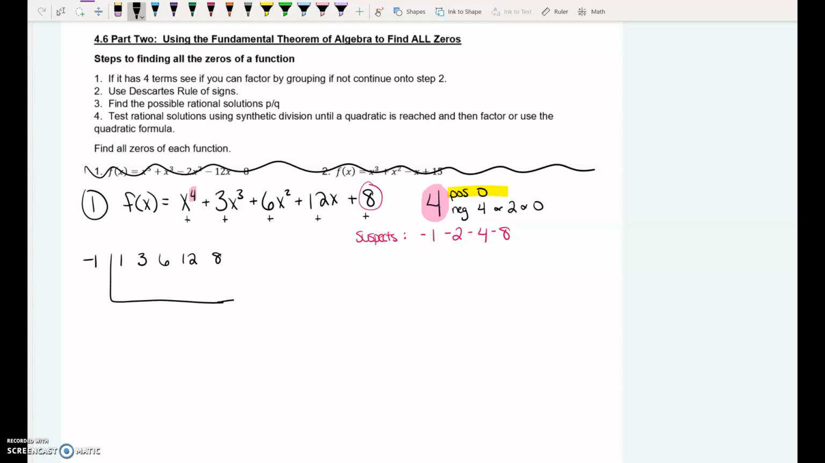And I'm going to test -1 first. -1 times 1 is -1. Add them. -1 times 2 is -2. Add them. -1 times 4 is -4. Add them. Hey, this looks good. -1 times 8 is -8. Add them. And yay, we got 0. This means -1 is a solution.